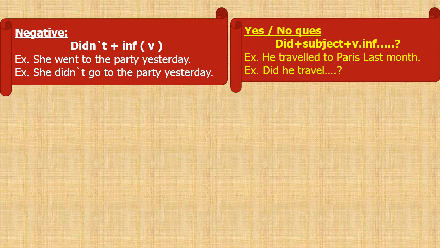Here, for example, he traveled to Paris last month. Again, here we have a sentence in the past simple, one verb in the sentence. So I have to start the yes no question with did. The subject is he, and after the subject I have to use verb infinitive of the main verb. Traveled will be travel. Okay? Did he travel to Paris last month? Yes, he did, or no, he didn't.